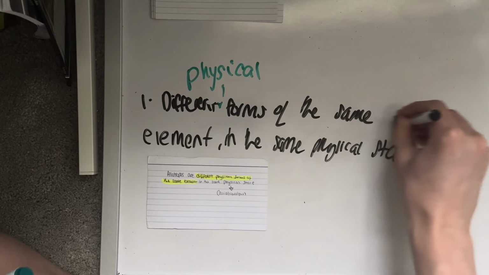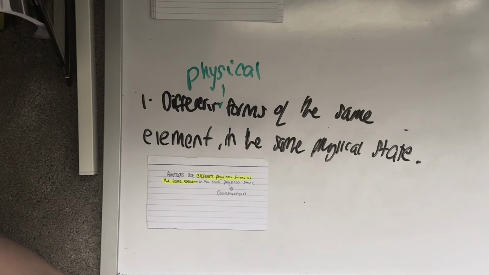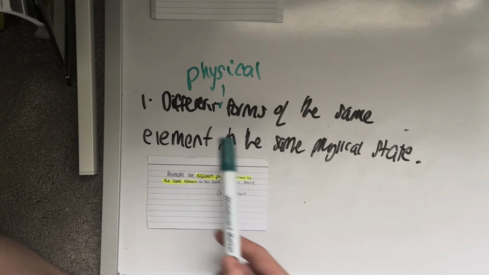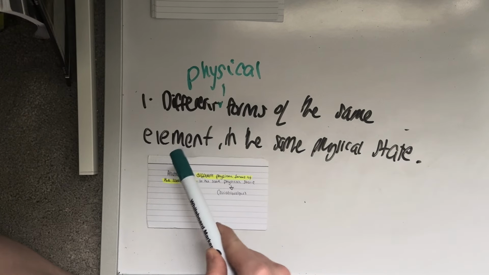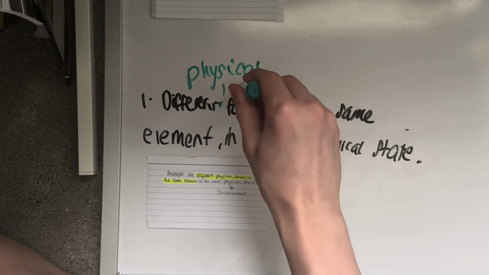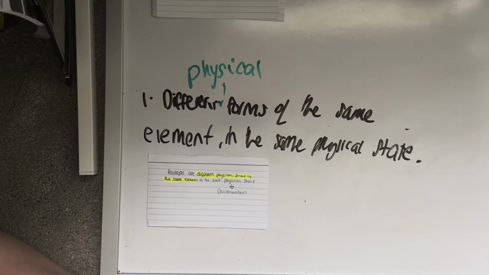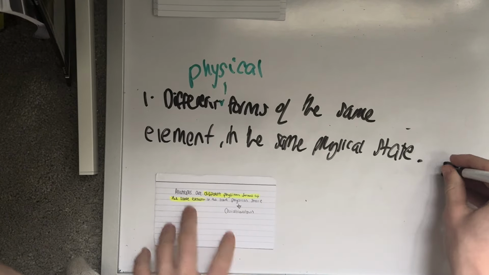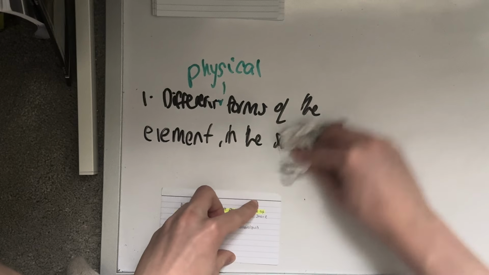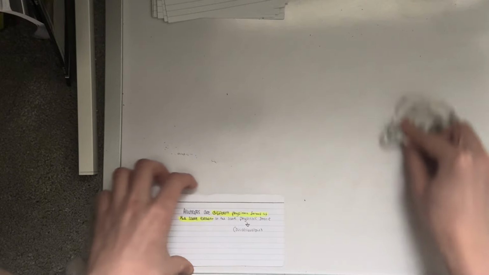So we can just rub it out. Excuse me. So: different physical forms of the same element in the same physical state. We just had to move around that one word we put there. So that's literally how I think it's best to recall it. And let's try something else now. Okay, I'm going to use this tissue because it'll be quicker. Now I think we understand allotropes, so we can put that to the side.